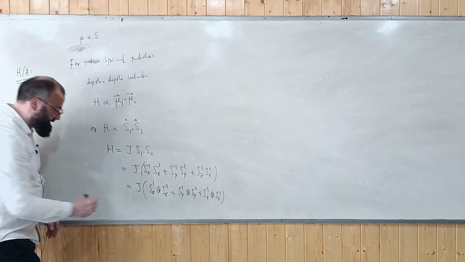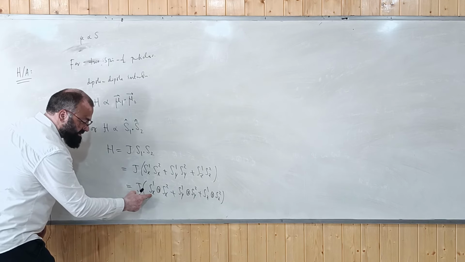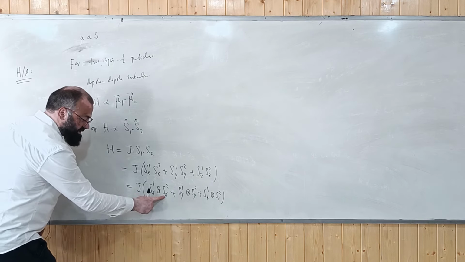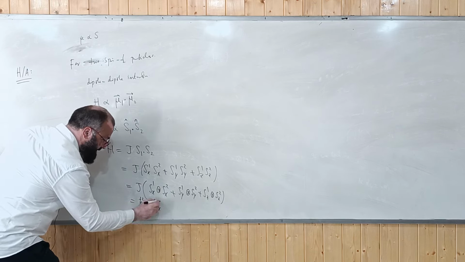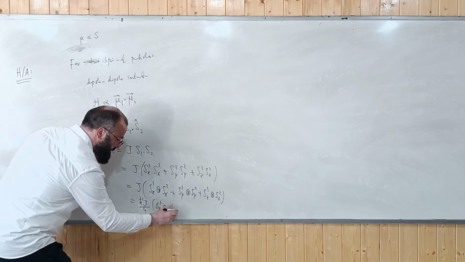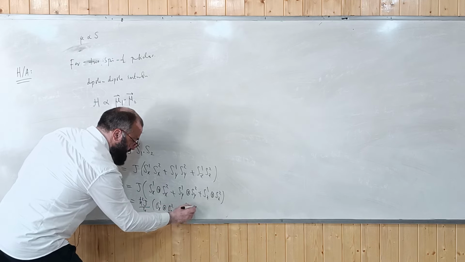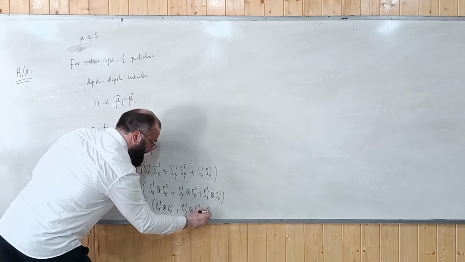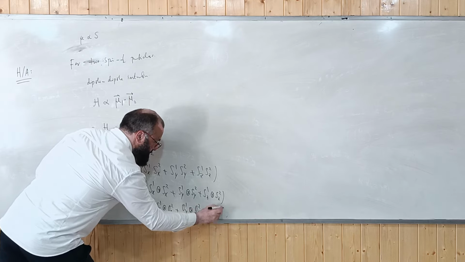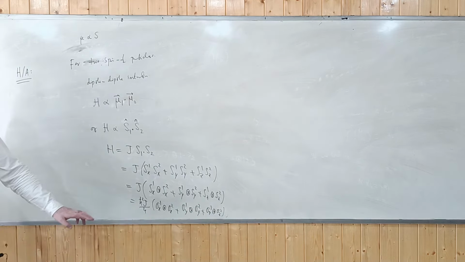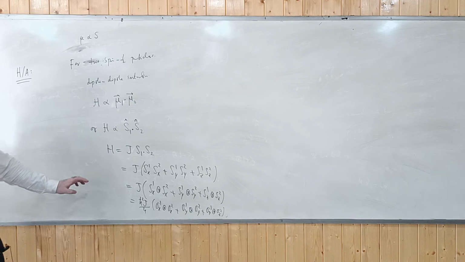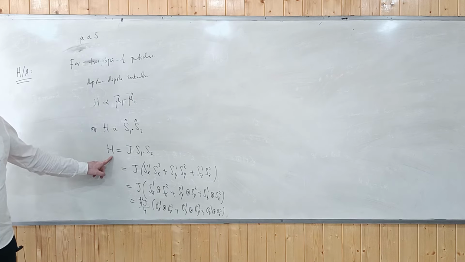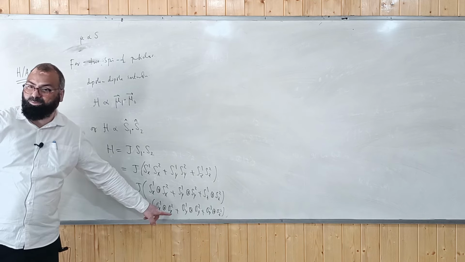Now what is Sx? You can write it as h cross by 2 sigma x. So it will be h cross squared by 4 times sigma x1 sigma x2 plus sigma y1 sigma y2 plus sigma z1 sigma z2. Clear? Now you know the matrices sigma x, sigma y, sigma z, the Pauli spin matrices. Now write the matrix. What will be the dimensions of this matrix? 4 by 4. Because this is a 2 by 2 matrix, and this is a 2 by 2 matrix.